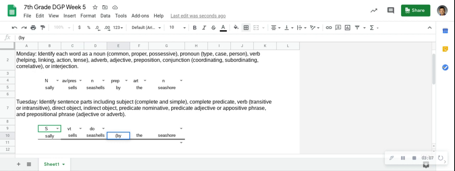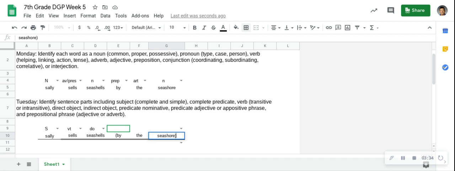Parenthesis. Yep. Today's a parenthesis. I know those don't show up in your DGP notes. I know that's a pain in the rear end. I apologize. But they're not written with it. So it's a parenthesis in front of by, and then where does it end? Goes to seashore. Okay, so your prepositional phrase is by the seashore.